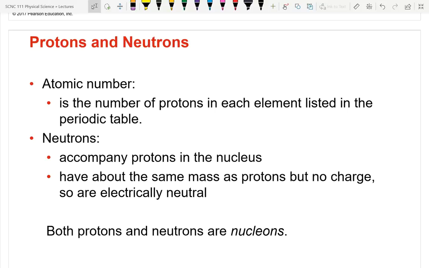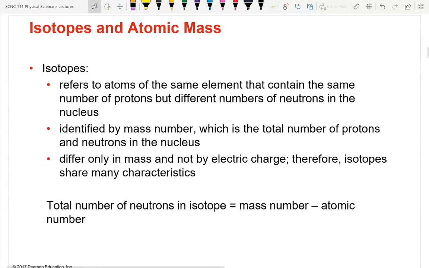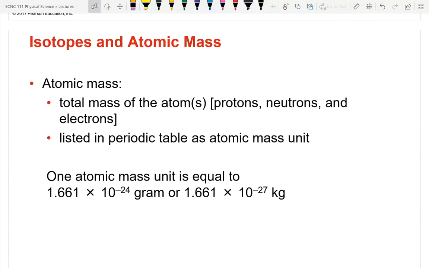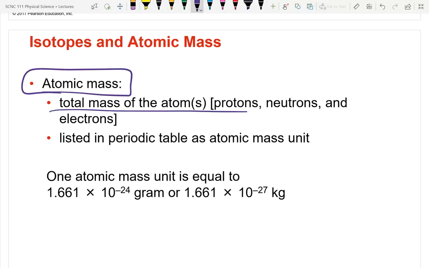I've already talked about a lot of these things. Nucleons is a term for things that are in the nucleus. So the nucleons are only two types of particles, protons and neutrons. That's all you have in the nucleus. And we've already talked about the words isotopes and isotones. And so let's talk about the atomic mass. The atomic mass is a name that means the total mass of the atom.